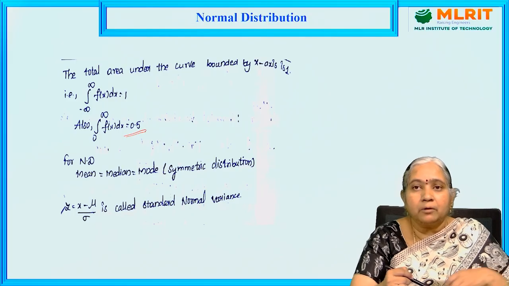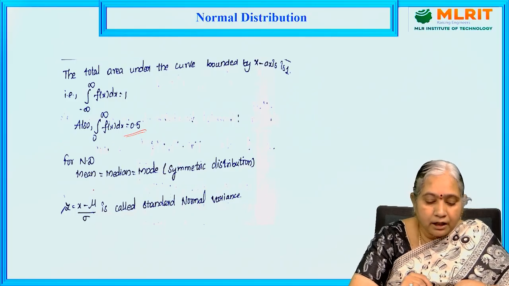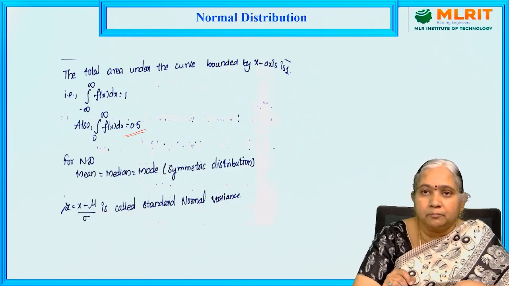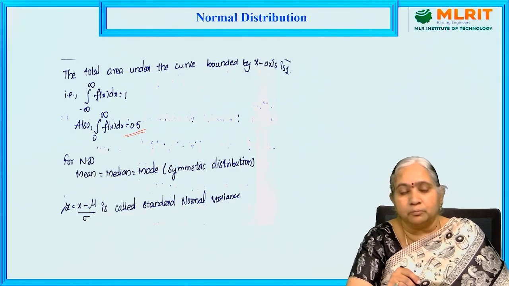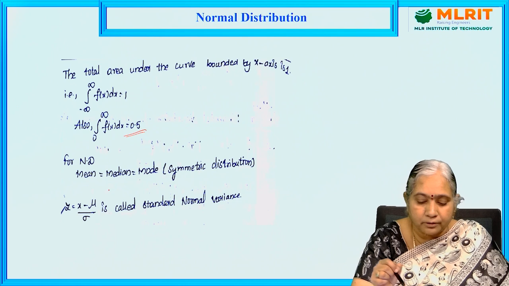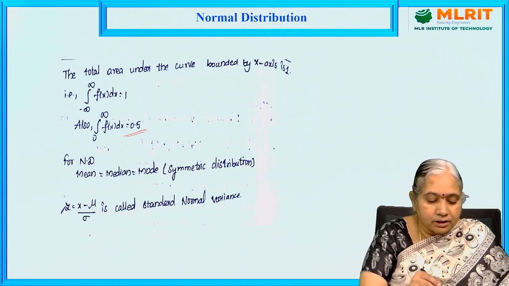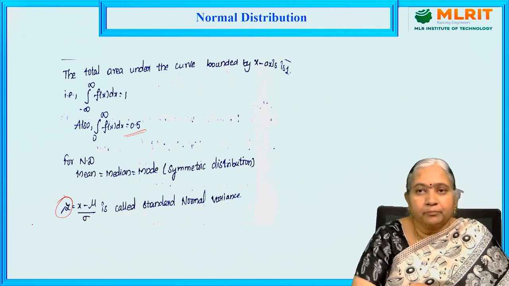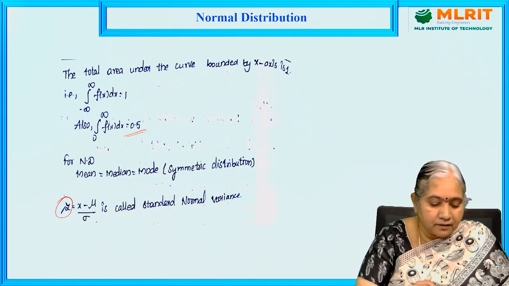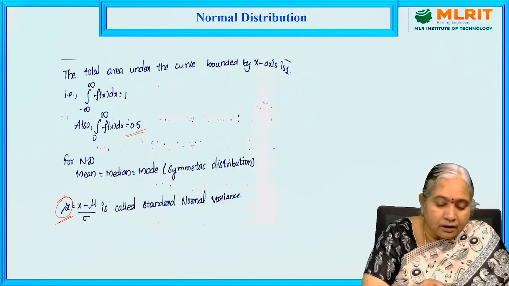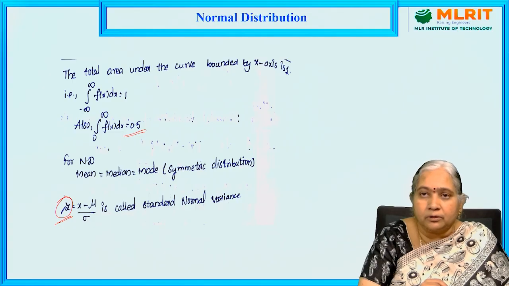And in normal distribution, mean equal to median equal to mode. That means these coincide at the point x is equal to mu. Mean, median, mode. And this Z is a standard normal variable, Z equals x minus mu by sigma. This is also a normal variable only.